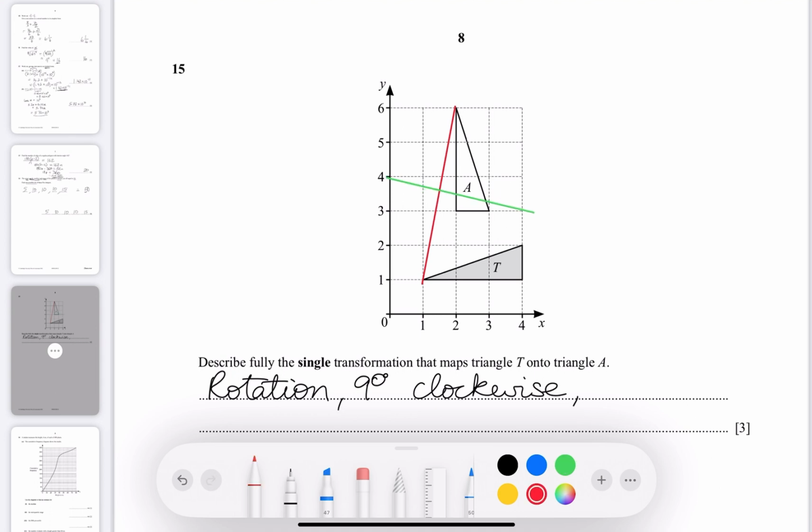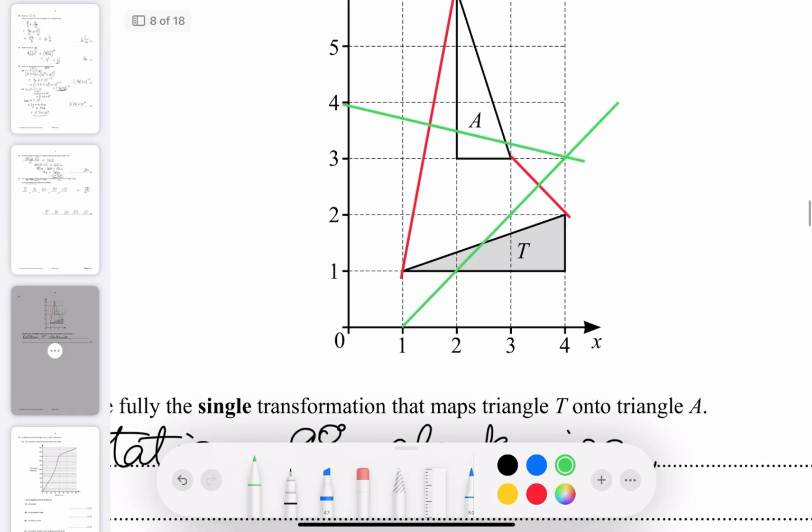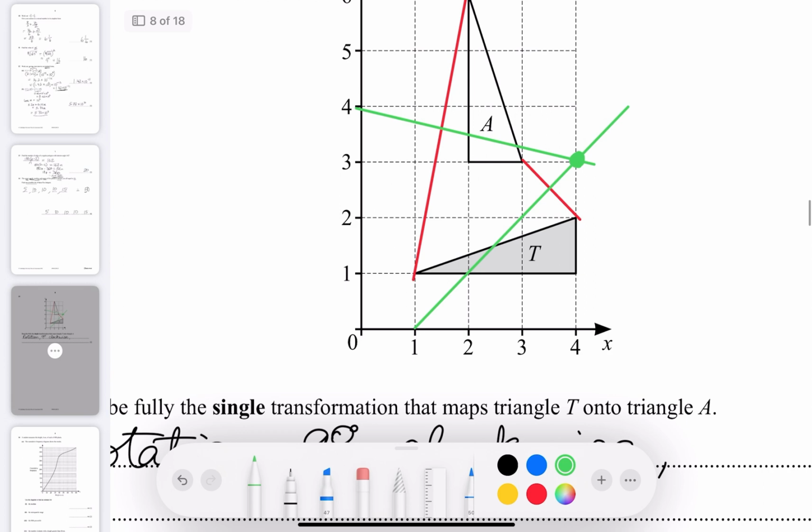And now if you connect the 2 points for any next pair, let's say we connect this corner to the corresponding one and draw the perpendicular bisector, it will look something like this. And now we can already see we have an intersection point here of the two perpendicular bisectors, which tells us that the center of rotation is 4, 3.